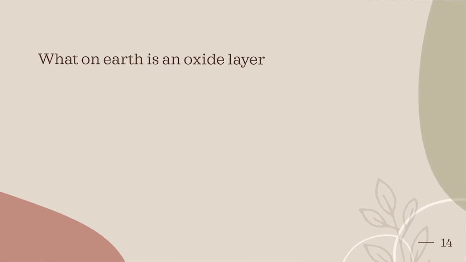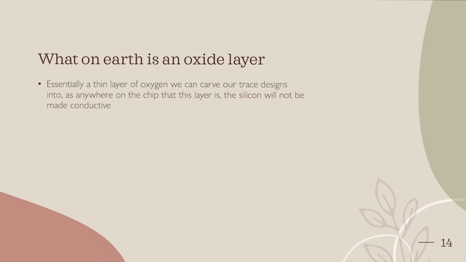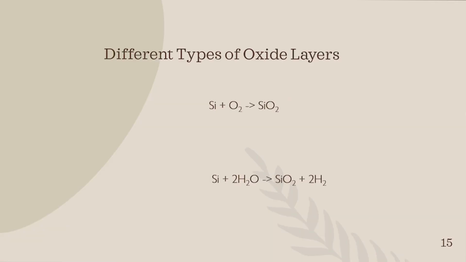So what we can do is use an oxide layer, which is how we prevent certain areas of the silicon from being changed. Basically, it's a thin layer of oxygen that we can carve our traces into. Anywhere on the chip this layer is, the change won't happen. So it's kind of an inverse mask, if that makes sense. It also allows us to stack traces together because we can do it in multiple dimensions. This is how modern semiconductors work, but we're not going to go into that because it's very complicated.